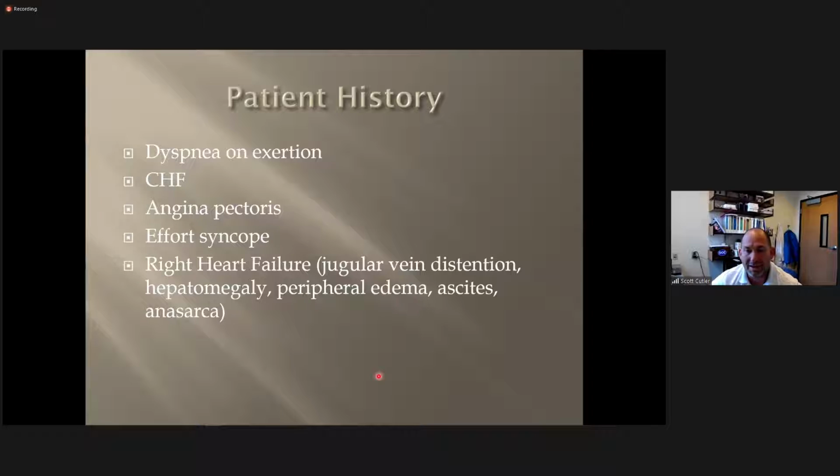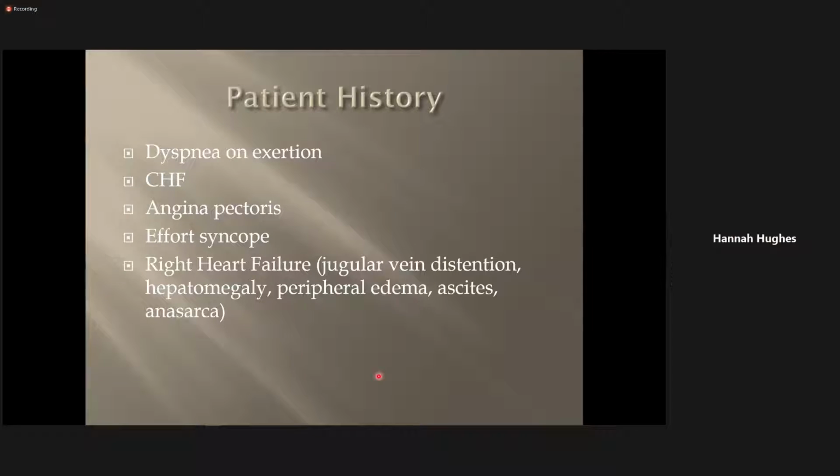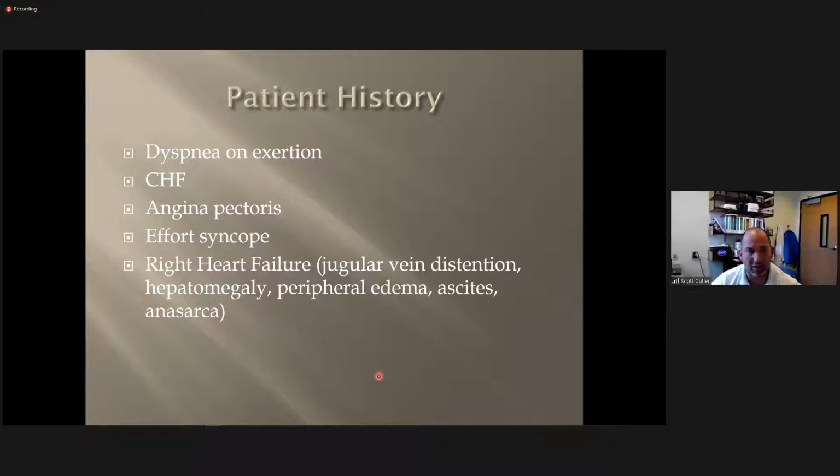But most of our patients with aortic stenosis are going to come in with these types of patient histories. So they're going to have dyspnea on exertion. What is dyspnea? Shortness of breath. Yep, shortness of breath. They could call it various things. A patient isn't going to come into you and be like, I have dyspnea on exertion. They're going to be like, oh, I get short of breath, particularly when I exercise or do this or do that. Okay. They might have congestive heart failure.